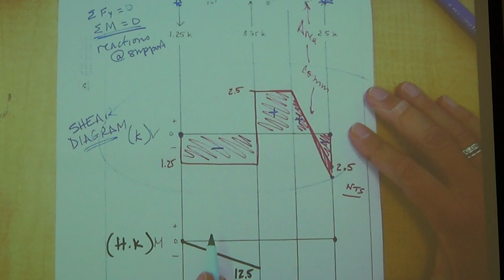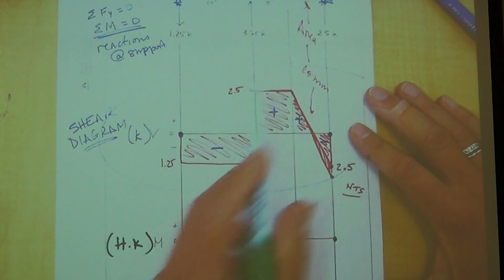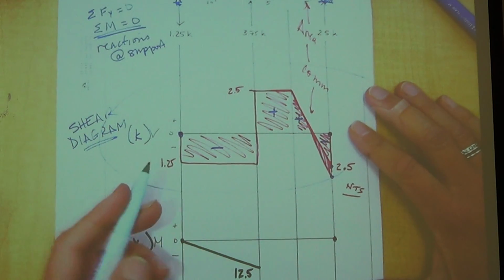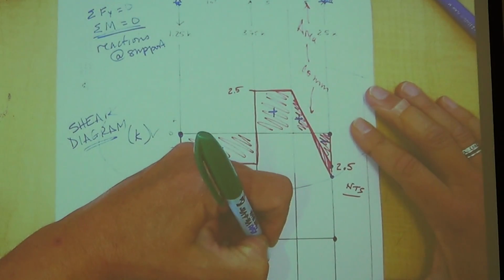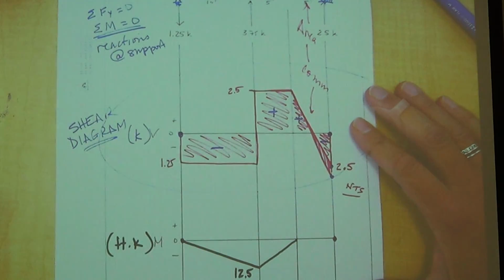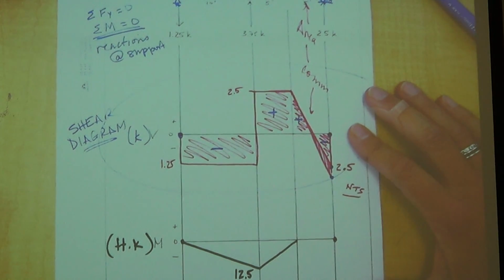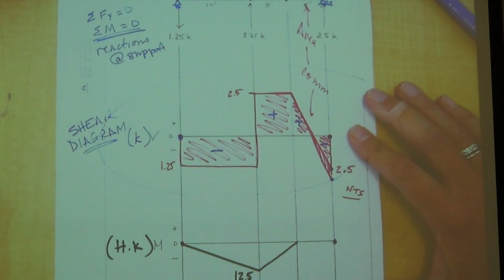Chelsea, what's next? 2.5 times 5, which is 12.5, so you go back up to 0. Right. Whose turn is it? Jack? Maybe like a parabola kind of shape.